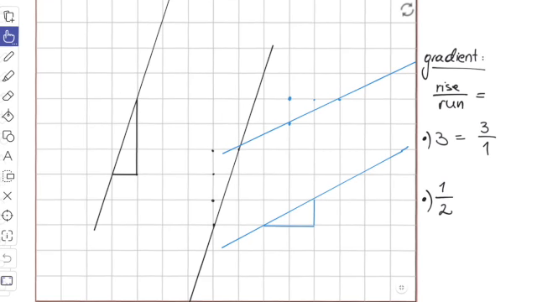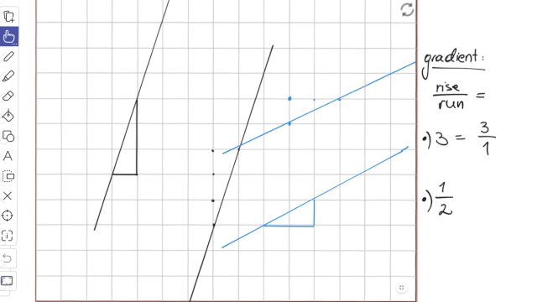Just a couple of things I'd like to point out here. So if you have two straight lines, this one for example and this one, which both have the same gradient, that means that those two lines are parallel. Same is true for these two. These two lines both have a gradient of 1/2, so they're parallel.